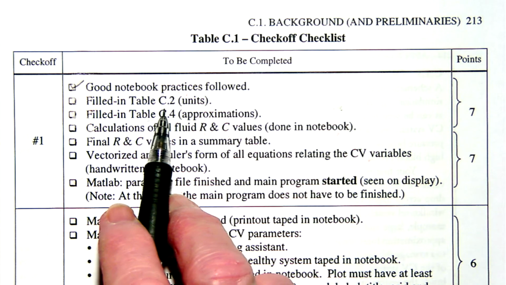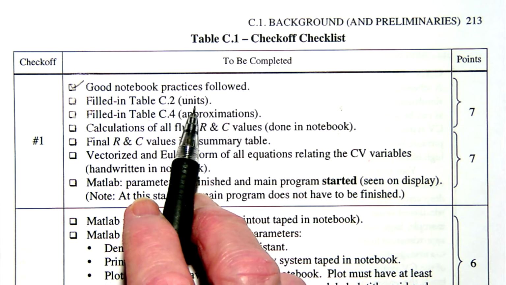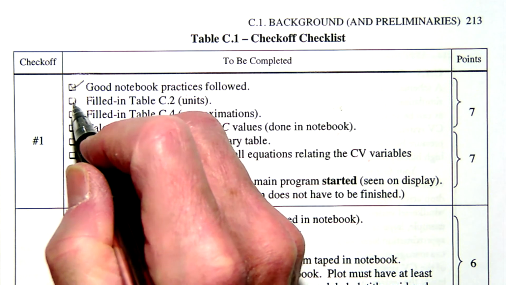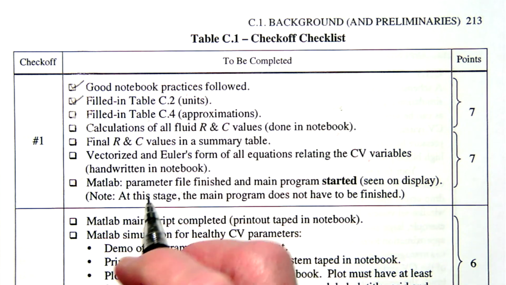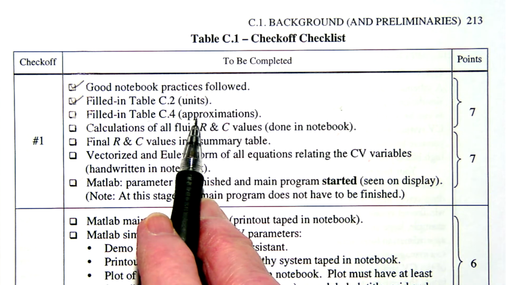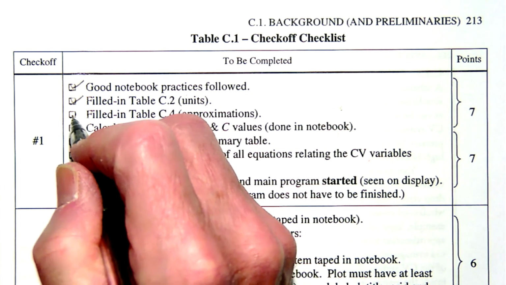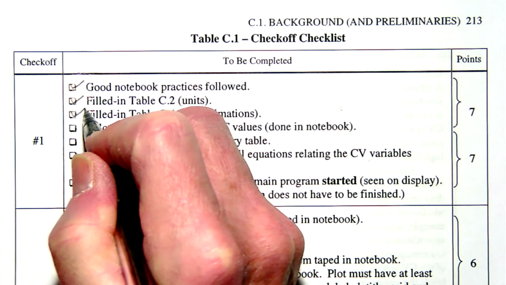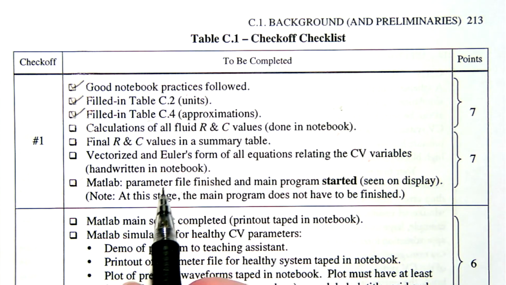Filled in table C2 with units. We did that table and turned that in last week's lab, so that has been completed. Filled in table C4 of those 5 approximations. We also did that in last week's lab. We don't need to turn that in again, and we can consider that to be completed.